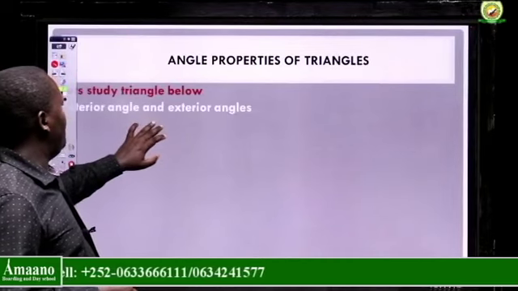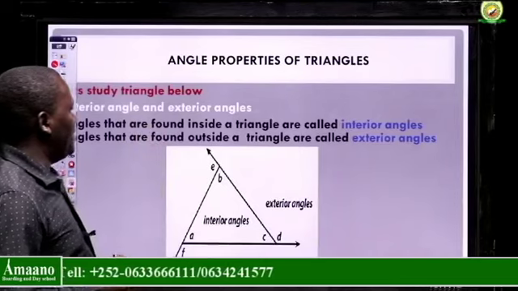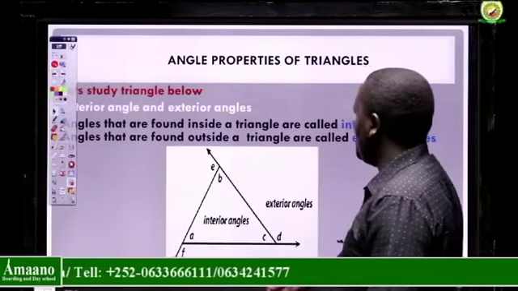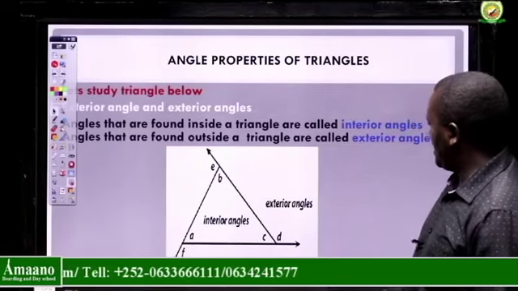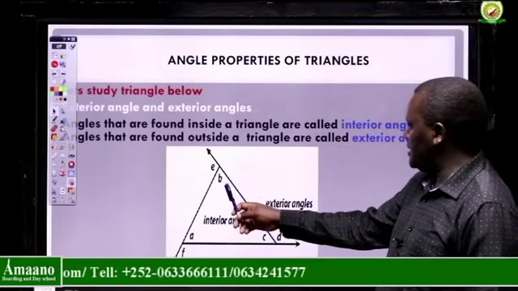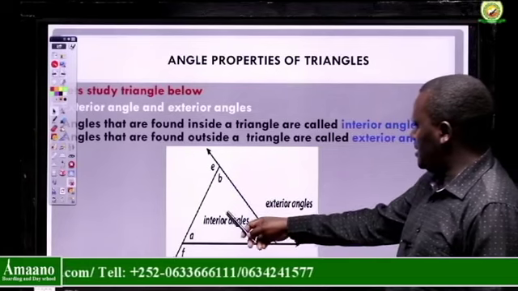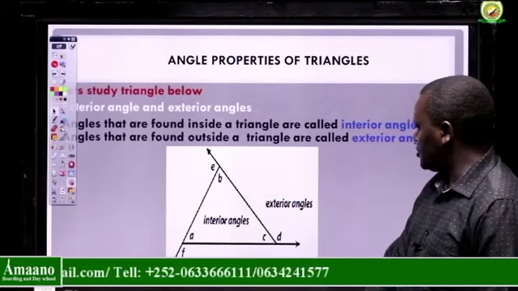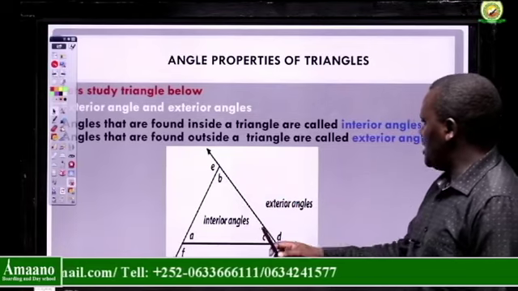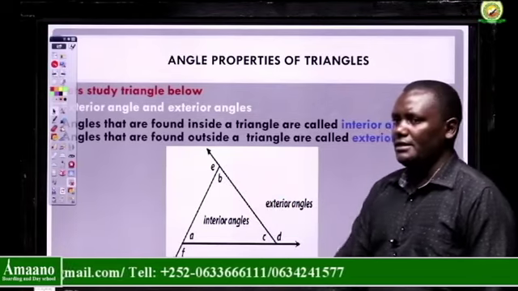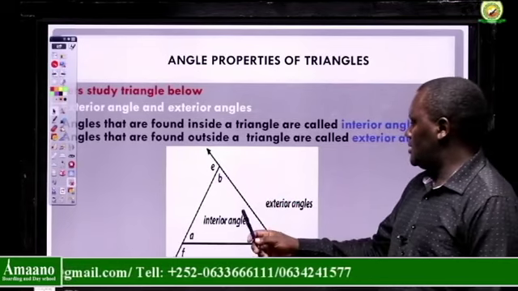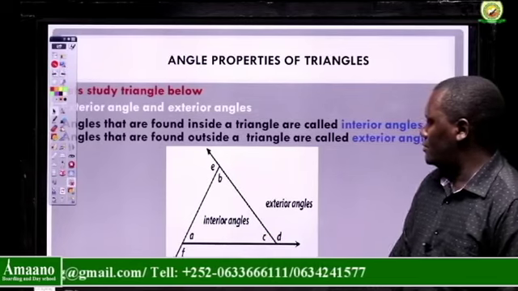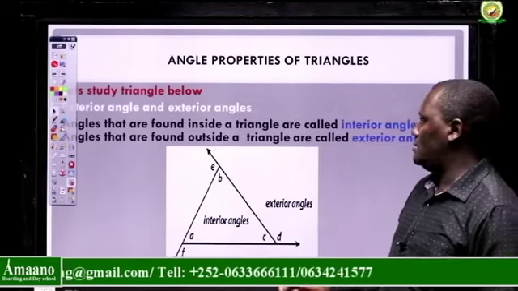I have a shape there. If you look at it, you can see that's a triangle. But it has some angles that are inside here, like A, B, C. Those are inside that triangle. And we have some angles that are outside that triangle. That's like E, D, and F. Those are outside that triangle.